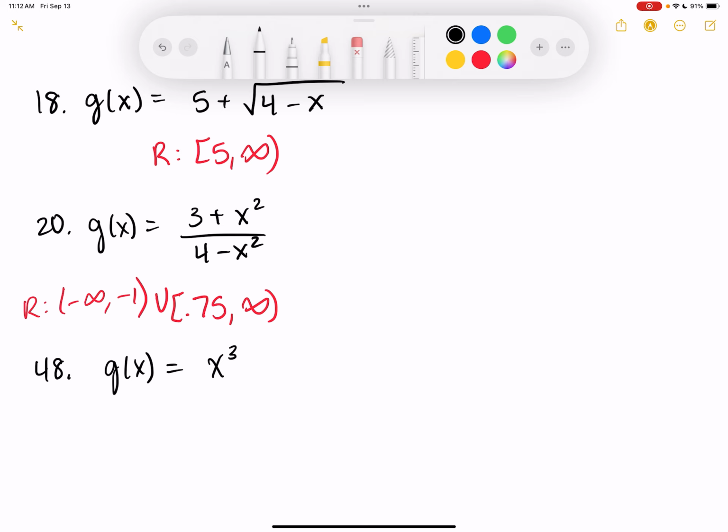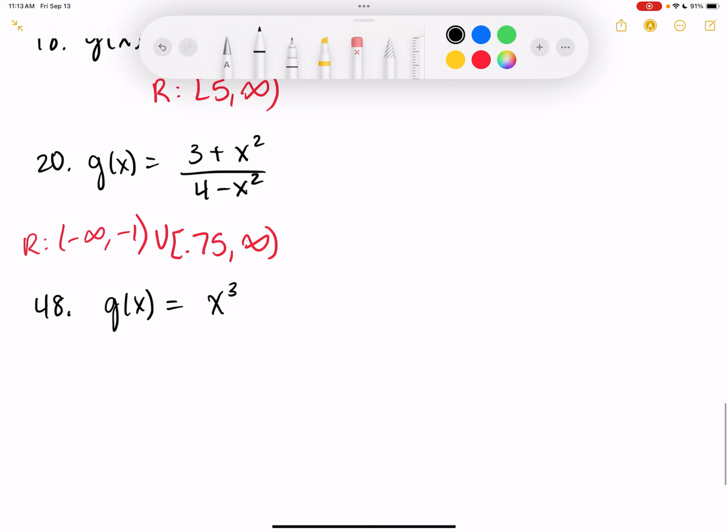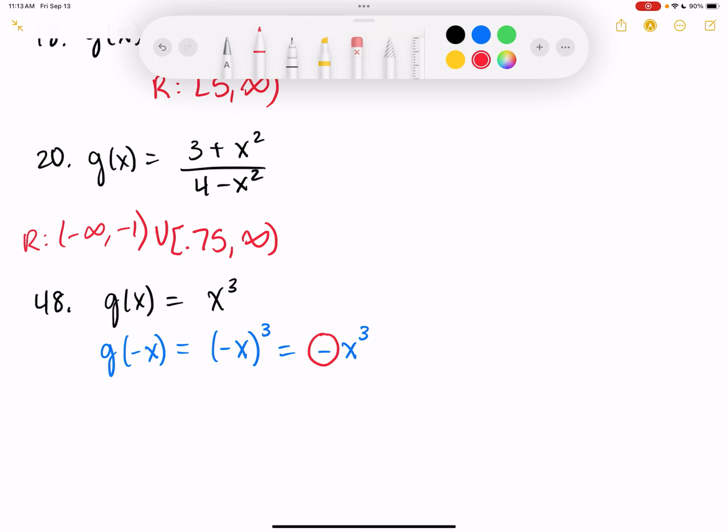Okay. Thanks. All right, so to determine if something is even, odd, or neither, we plug in negative x for x in the equation. So I would have negative x cubed, which is equal to what? Negative x cubed. So because this entire thing was turned opposite of the sign that it started with, this is odd.